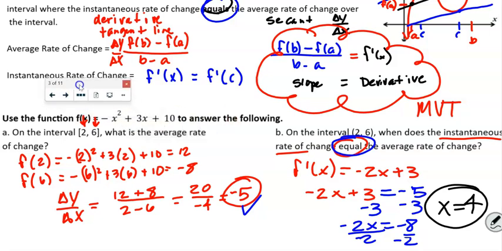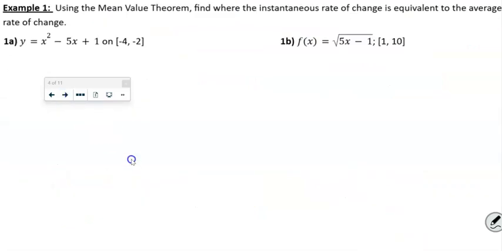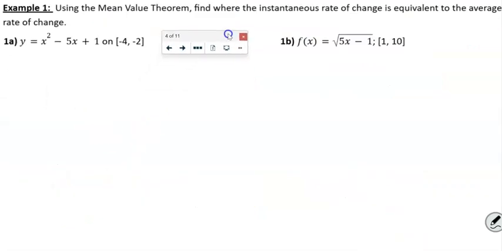And I want you to notice that 4 is between 2 and 6, and this answer has to be in that interval, okay? Really important. That's how you can double check it. All right, so we're going to use the mean value theorem again, okay?